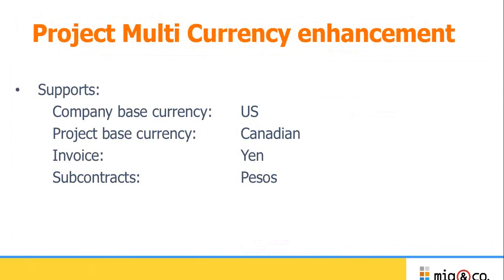So in essence, this would be an example: your base company is in US dollar, the project is in Canadian dollar, yet you process invoices for that project in yen and pay subcontractors from the contract module, contract payments, in pesos. All of this then comes back and gets reported in US dollar, which is your base, but at the project level, it's all shown in Canadian dollar. So project charges will all be converted and shown in Canadian dollar. Okay.